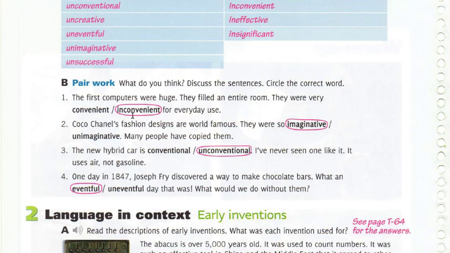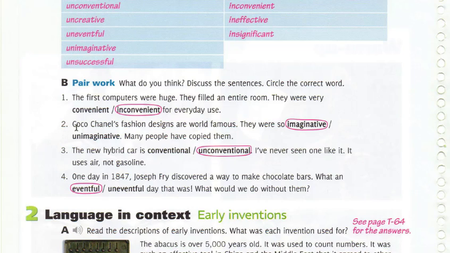Okay, and here in this activity, we're going to use them in an example sentence. The first computers were huge, they filled an entire room. They were very inconvenient for everyday use. They were inconvenient because they were huge and filled the entire room.